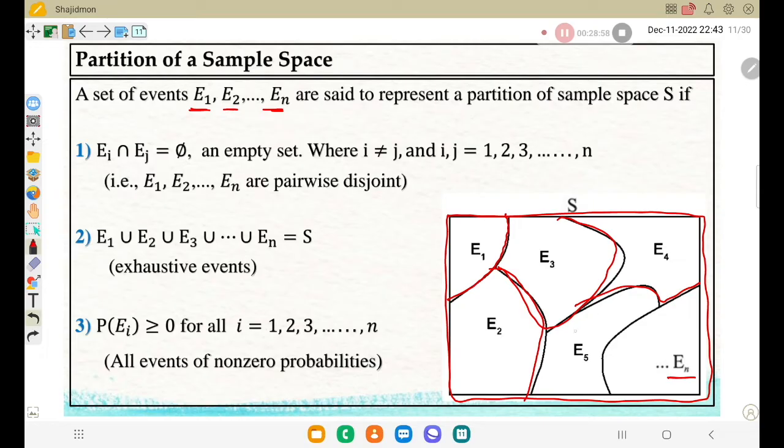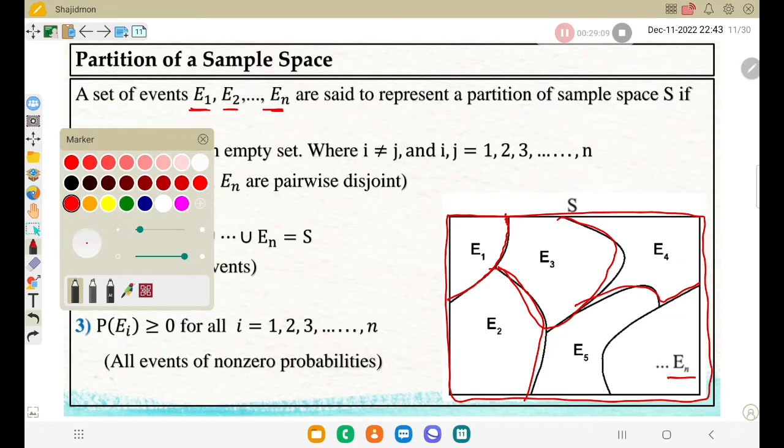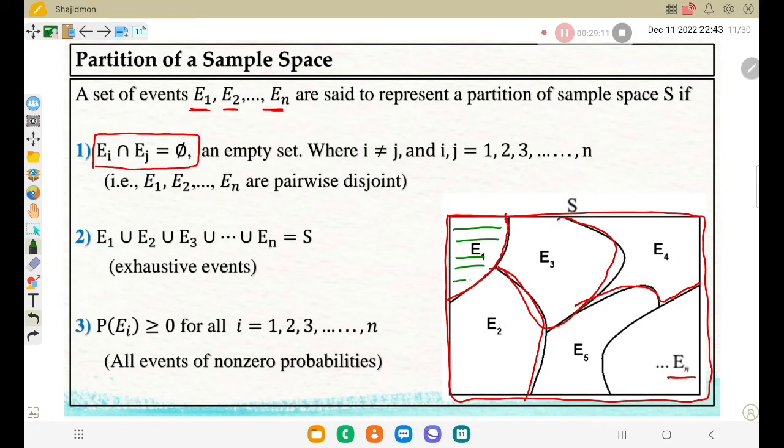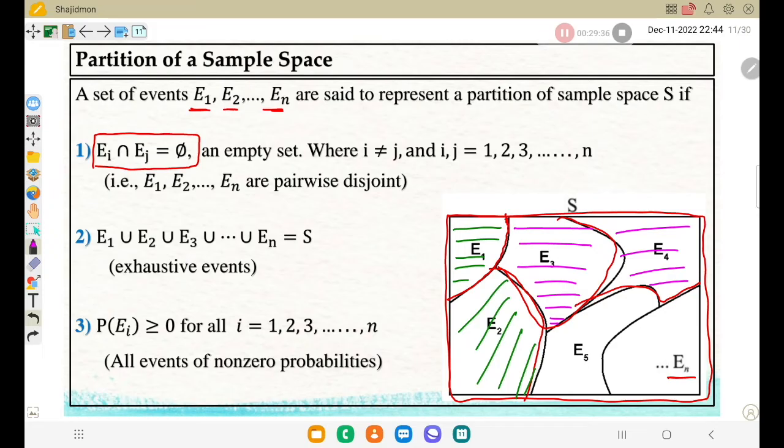E1, E2, E3, En are said to represent a partition of a sample space when Ei intersection Ej is empty. That means if you take any 2 partitions, for example E1 and E2, what is the intersection of these 2 partitions? Nothing. Correct? These 2 are not intersecting. There is no common portion. So the intersection is empty. Like that, for E1 and E3, what is the intersection? Empty. For E3 and E4, empty, because there is no common portion.